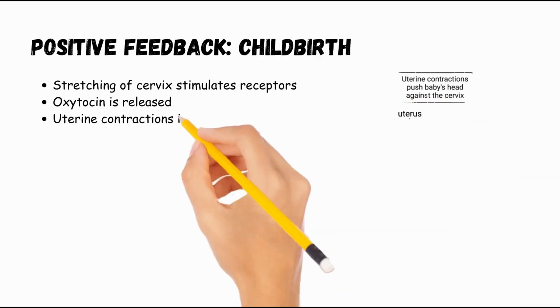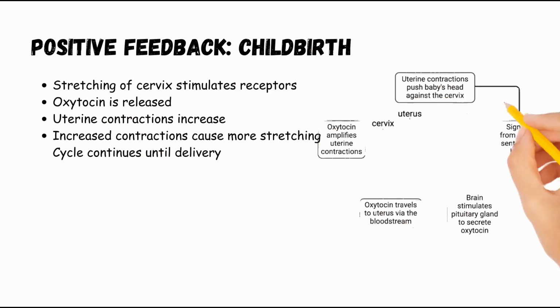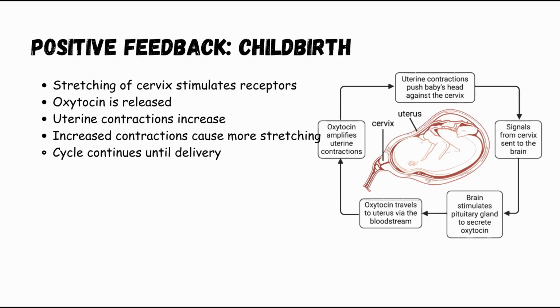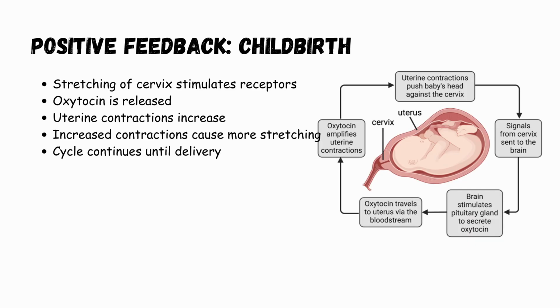Childbirth is a classic example of positive feedback. Stretching of the cervix stimulates nerve receptors, leading to the release of oxytocin from the pituitary gland. Oxytocin increases uterine contractions, which causes further cervical stretching. This cycle continues and intensifies until the baby is delivered, after which the feedback loop stops.